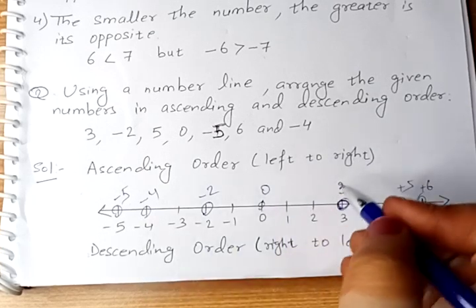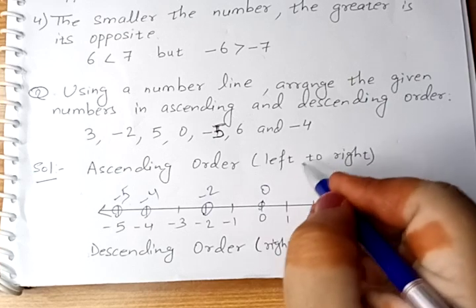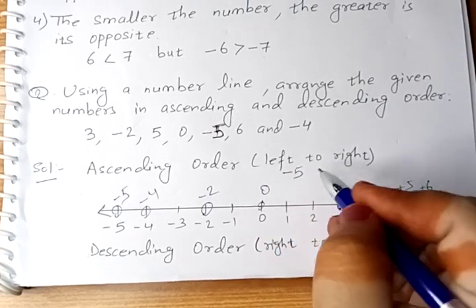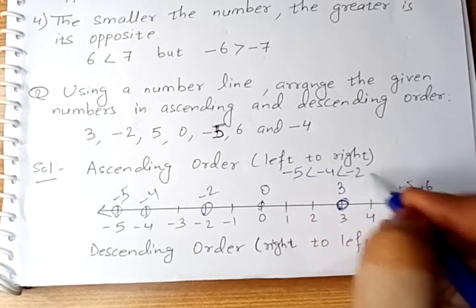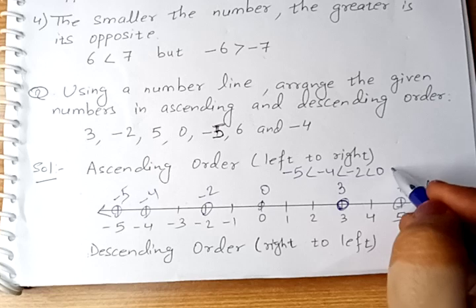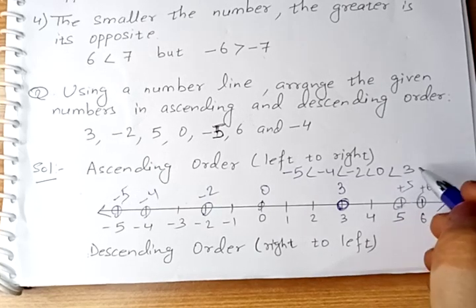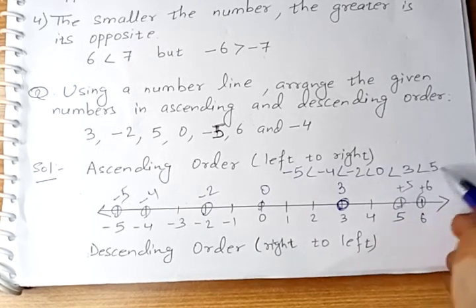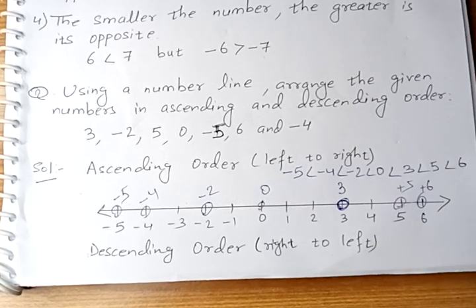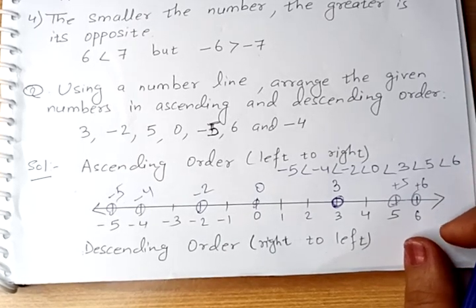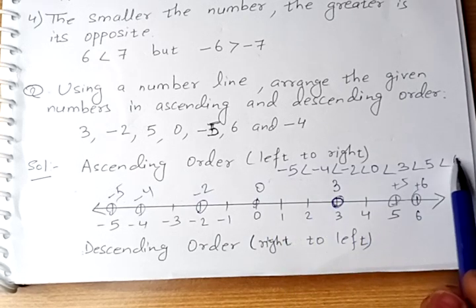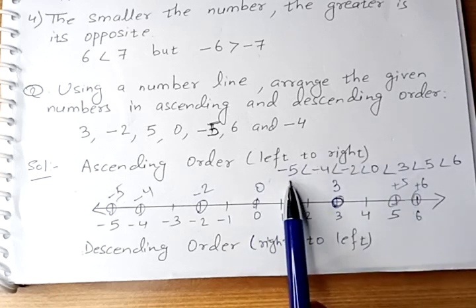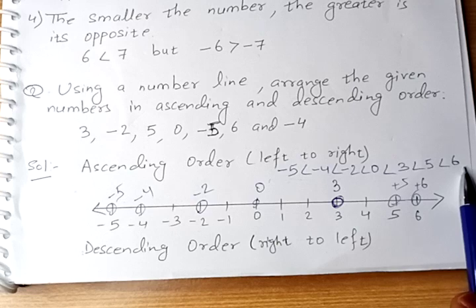So left to right, you can write -5 is less than -4, less than -2, less than 0, less than 3, less than 5, less than 6. This is in ascending order, small to big. It means in these numbers, the smallest number is -5 and the greatest number is +6.